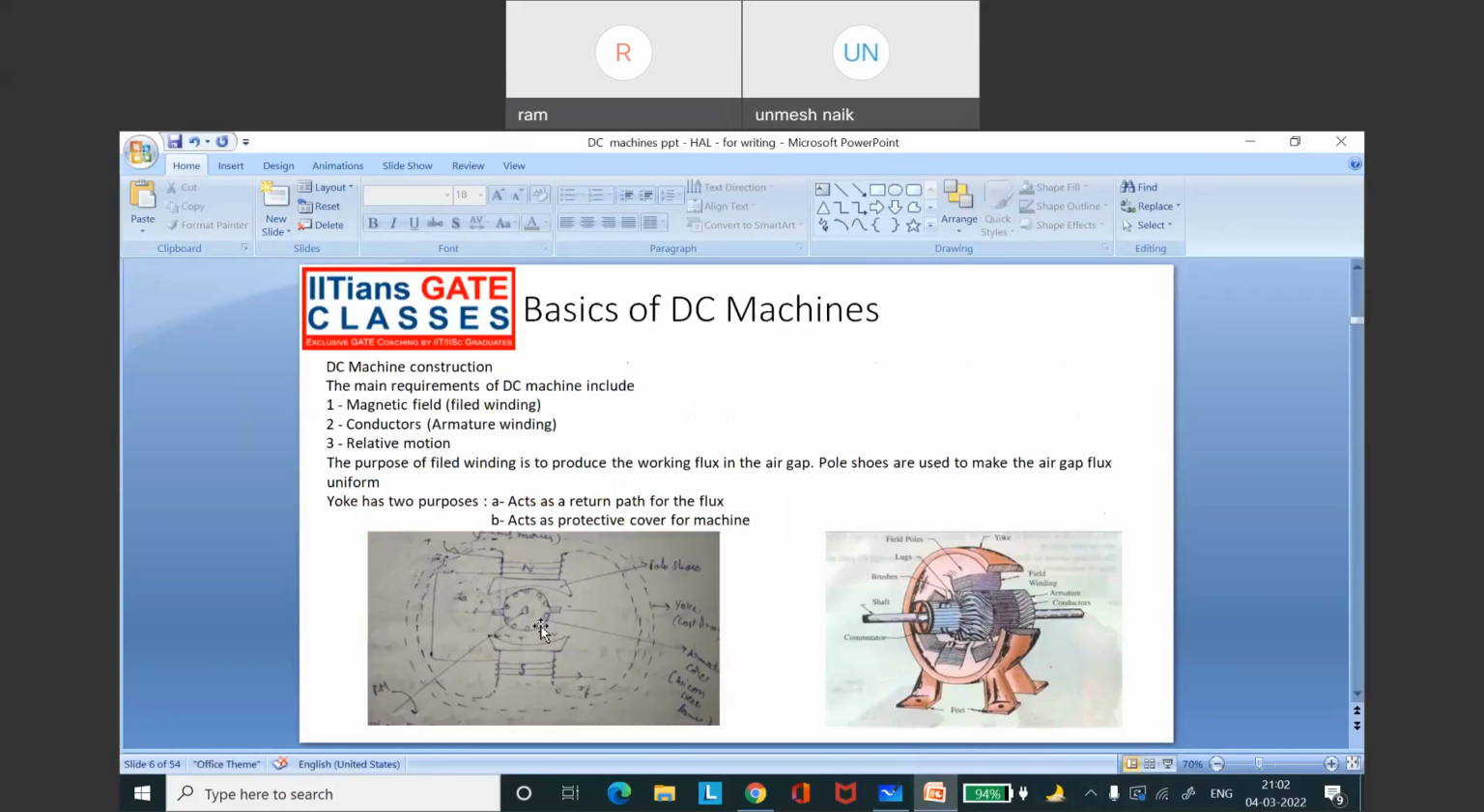See, this is what I have drawn. This brown color is called the yoke. This is the shaft. This is the armature commutator, and we have the slots on this armature, and these are the armature conductors. This is the field winding. Clear, Unmesh? Yes, sir. Clear, sir.